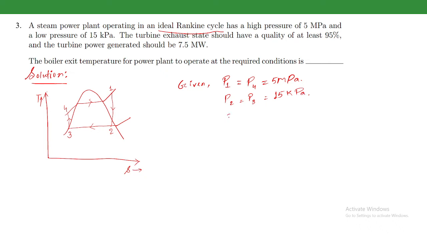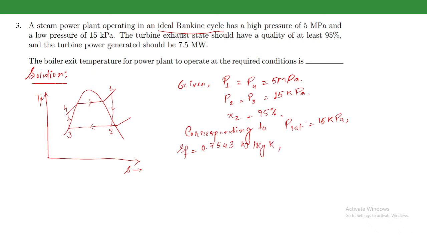Okay, and X2 is equal to 95%. Now, corresponding to P saturation equals 15 kPa, so corresponding to this saturation condition in a condenser, SF equals 0.7543 kilojoule per kg Kelvin. These are from the steam tables.